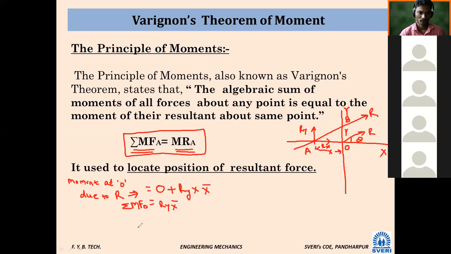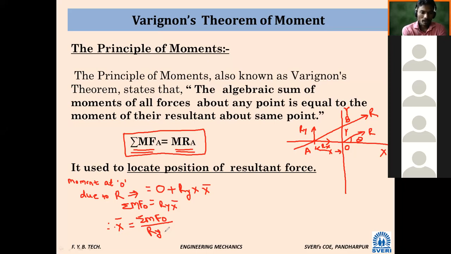The equation will become like this. From this, here I will write X bar is equal to, I want to find out the value of X bar. So what will it become? Summation of all moments due to forces at point O divided by what? Ry. So it will be Ry. On the other hand, there is one equation we have seen in methods of resolution. If there are a number of forces, what will be the Ry? Ry means what?